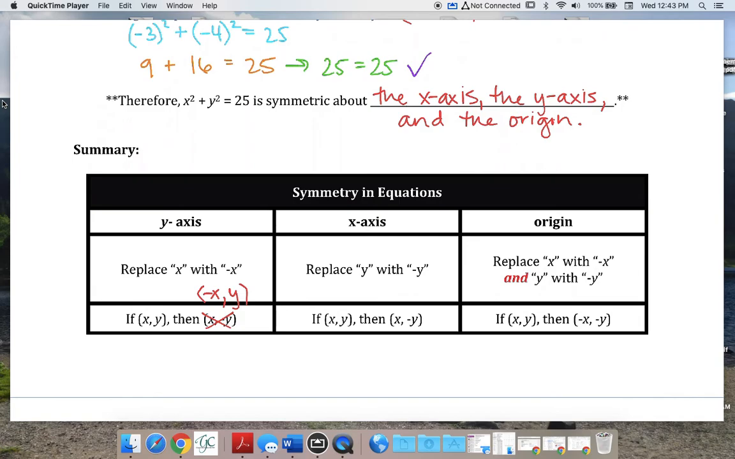For x-axis, that's where we change our y value, just change a sign, and then for origin symmetry, we change the sign of both x and y. And then remember, for type of function, y-axis is what we call an even function, origin symmetry is what we call an odd function, and then x-axis, because that is not a function, it is neither even nor odd.